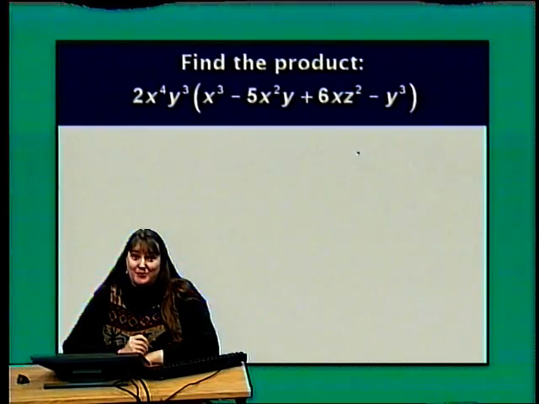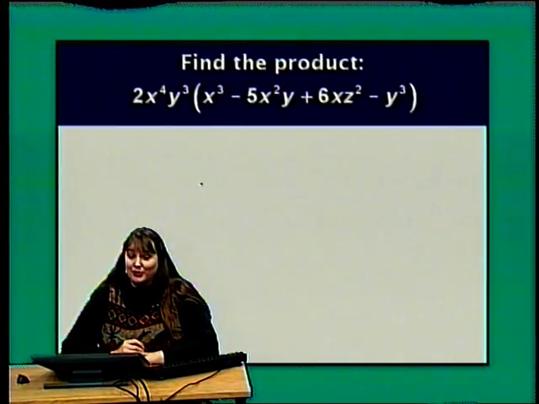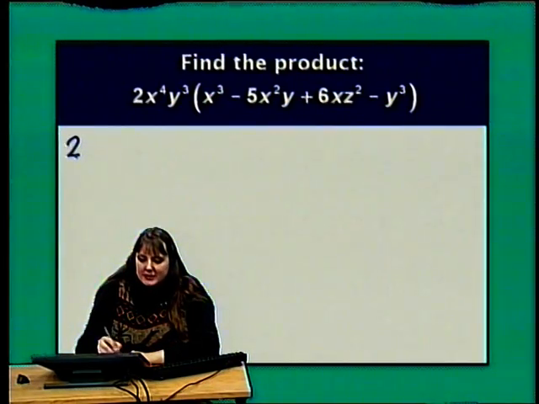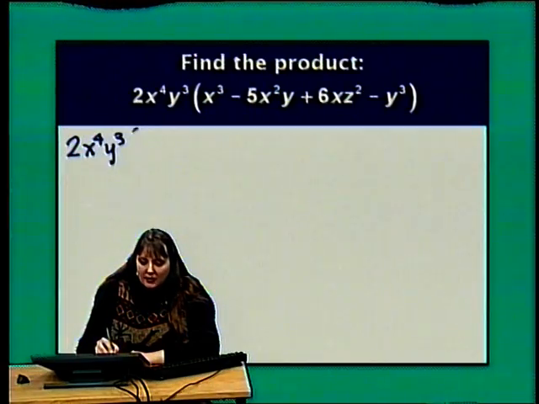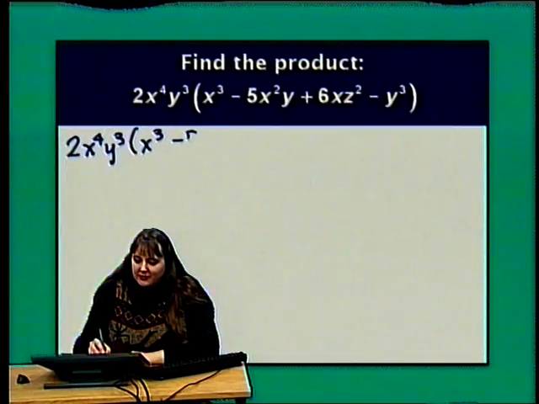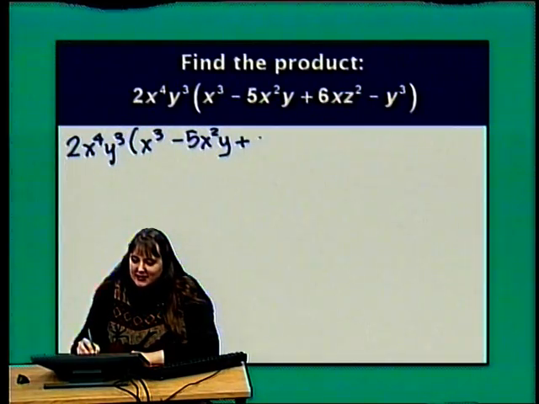Wow, let's look at this product. Here I have a monomial 2x to the fourth y cubed times a polynomial with 1, 2, 3, 4 terms. I need to remember to distribute 2x to the fourth y cubed to all 4 terms in parentheses. X cubed minus 5x squared y plus 6xz squared minus y cubed.